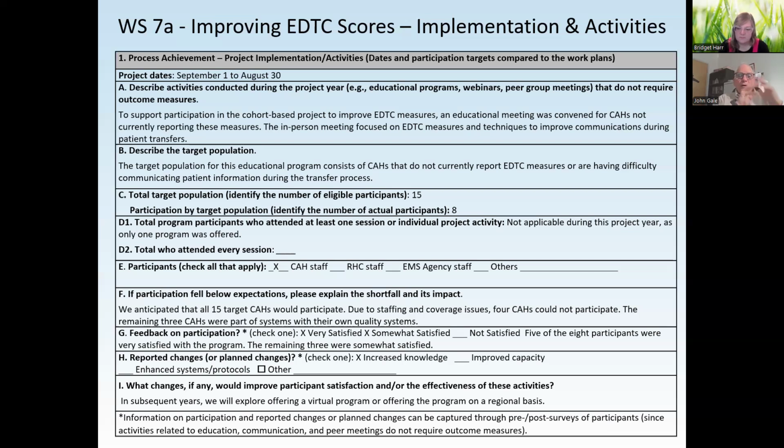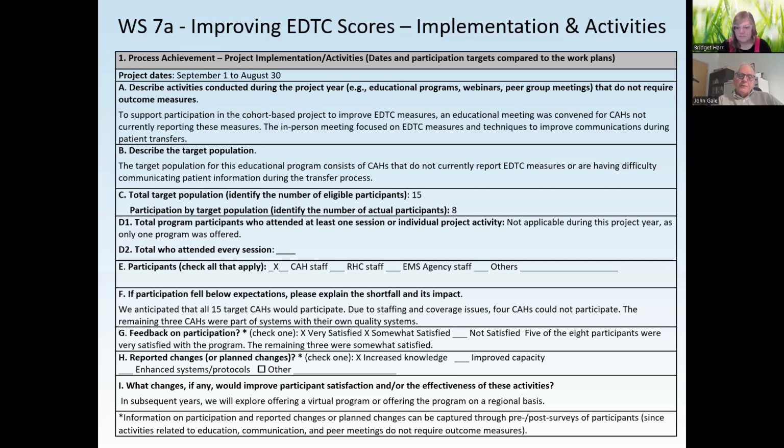So if you targeted 15 hospitals and 8 remained involved, that gives you the important pieces of information. And the total program participants who attended at least one session or individual project. Not all projects during the year are active during the project year, so it's really when it was offered, the number of participants. So in this case, it was CAH staff.